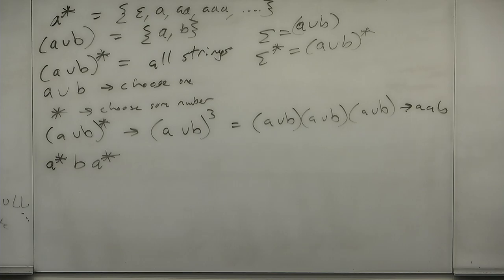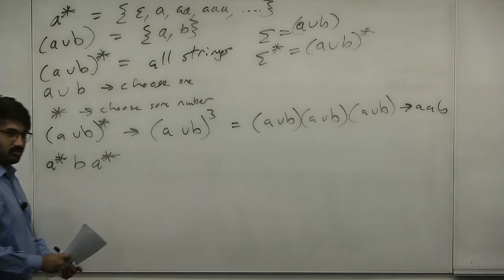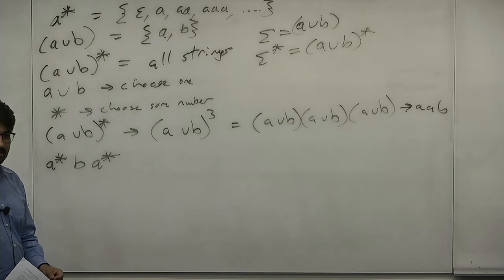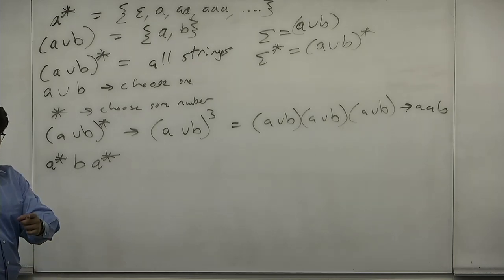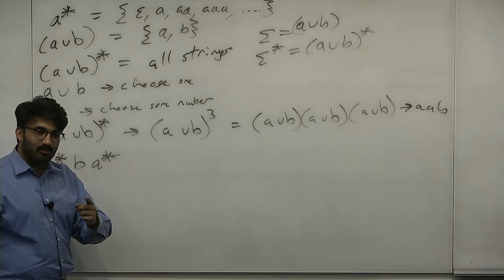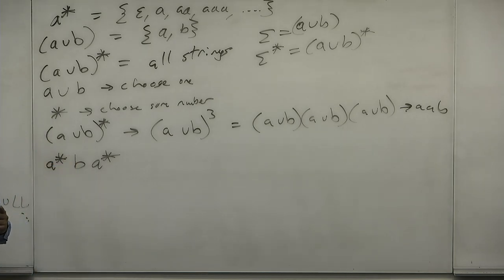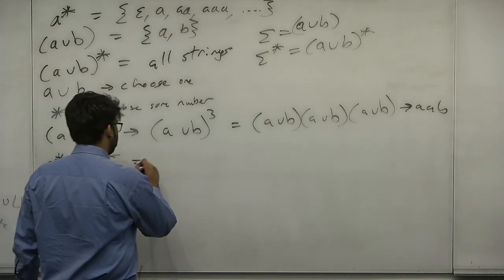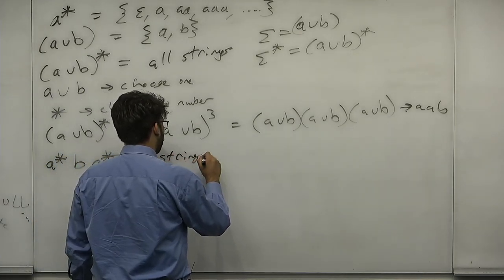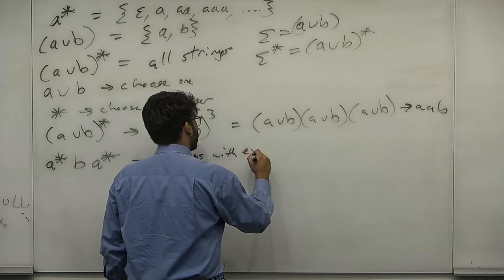Strings with exactly one B. He definitely meant that. He said at least one. I said there exists. There exists one, but that's different than exactly one, because BB would be in your language, but it's not by this regular expression. That's not what I was imagining, but it's okay. This is an agreement we all have. You have to specify that. This is strings with exactly one B.